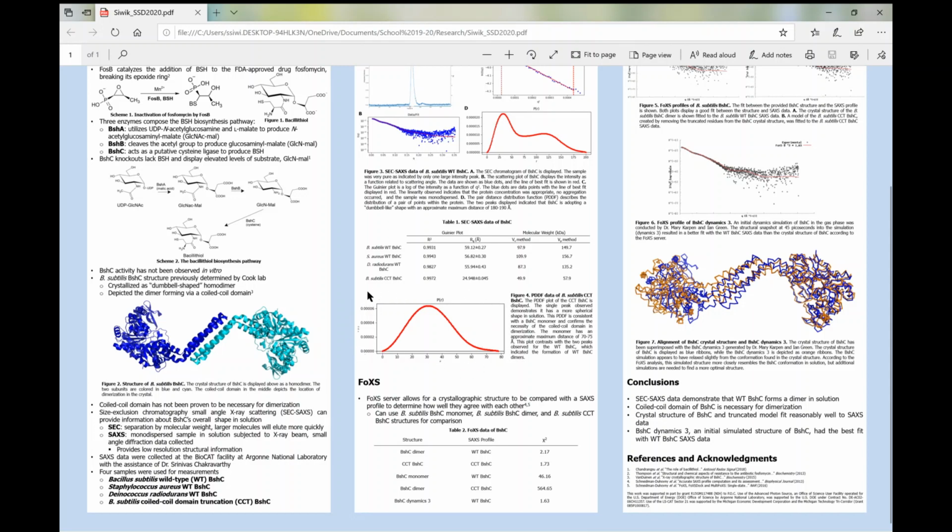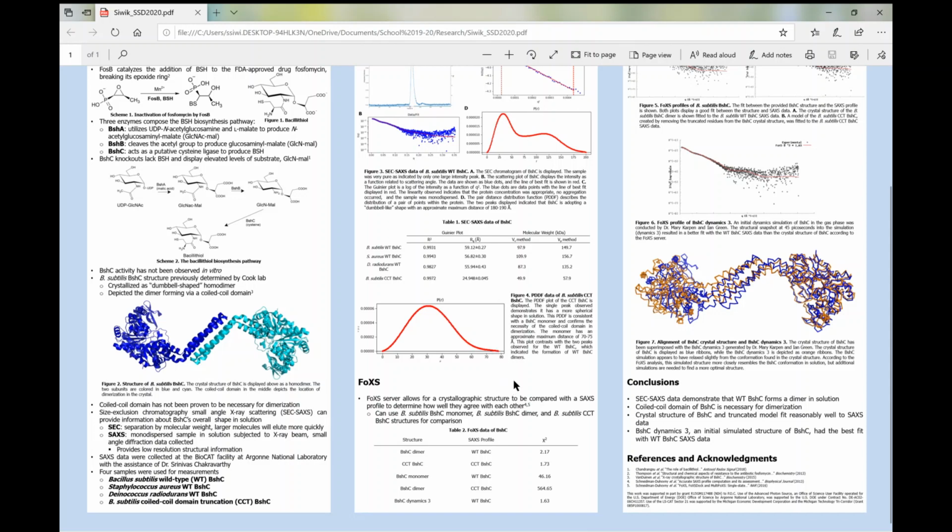So this down here, this is the pair distance distribution function plot of the truncated BshC. So again, we have intensity on the y-axis and the distance in angstroms down here on the x. So down here, we're seeing this line return to 0 around 75 angstroms, indicating that 75 angstroms is the maximum length of this truncated BshC. And then notice how different this shape is from the wild-type BshC up here. It only has one peak, and it kind of looks like a bell curve.